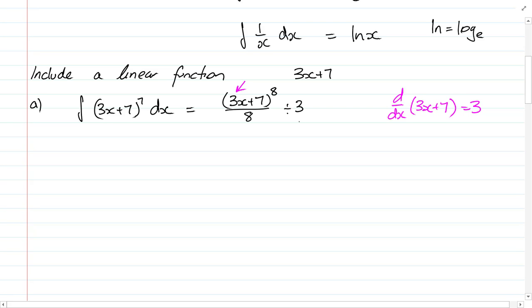So it takes away that additional factor of 3. And I get a plus c. So this is now equal to (3x + 7)^8 over 24 plus c.